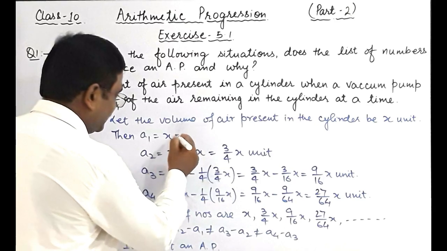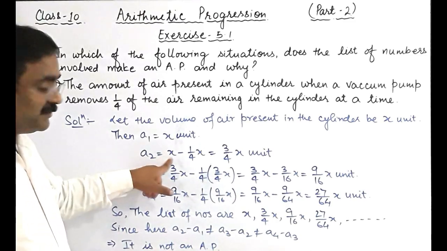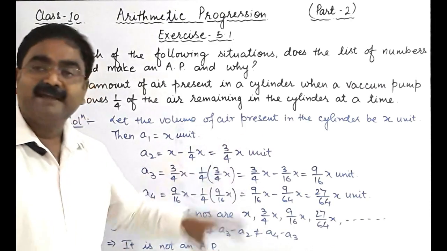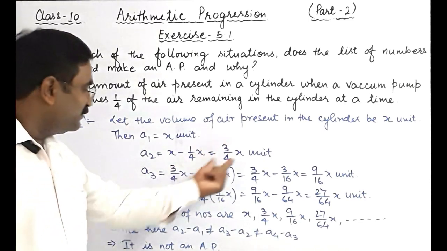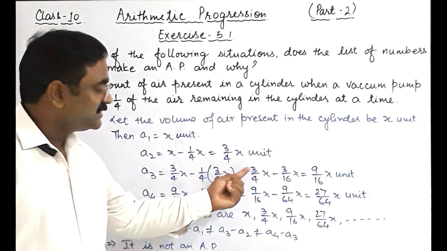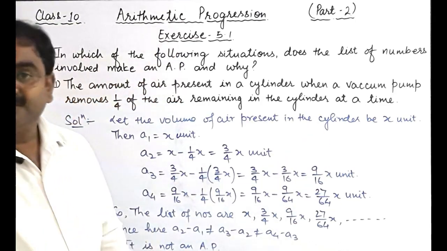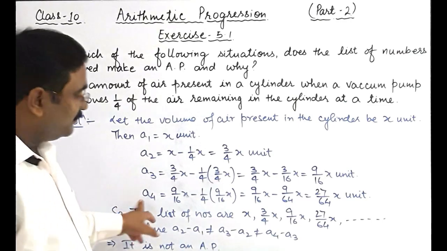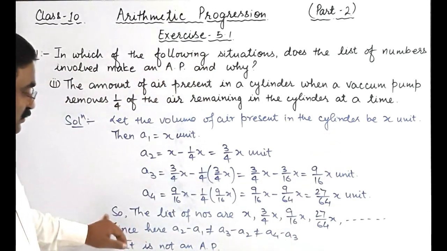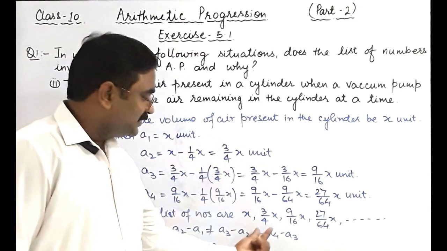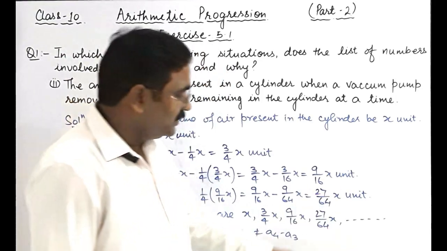After that, the second amount of volume of air present in the cylinder will be x minus 1/4 of x, that is 3/4 of x unit. In the third case, 3/4 x minus 1/4 of 3/4 x, that is 3/4 times 3/4 x, equals 9/16 x unit. Similarly, at the fourth time, the volume of air present in the cylinder will be 27/64 x. So the list of numbers is x unit, 3/4 x unit, 9/16 x unit, and 27/64 x unit, etc.